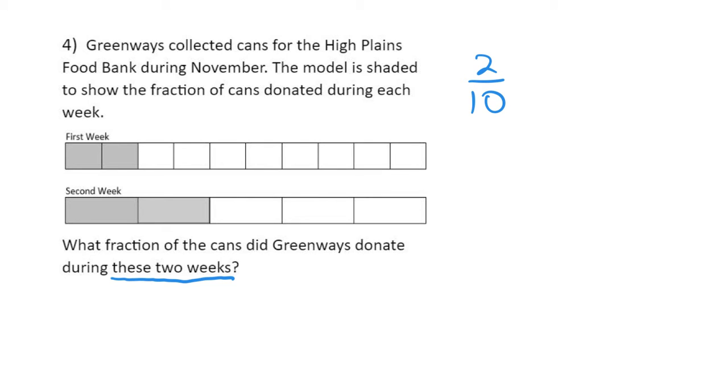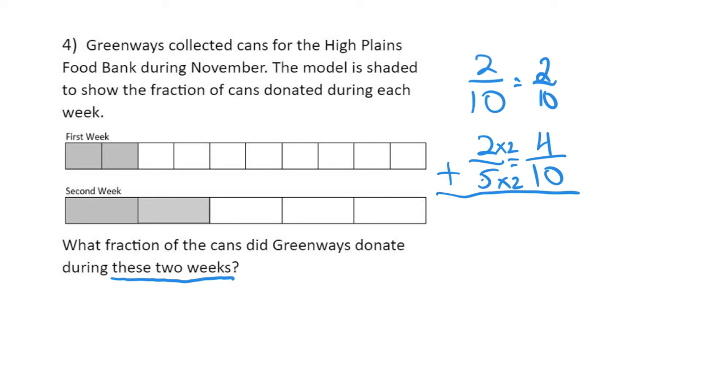And the second week is 2/5. And I'm going to add those together. So first thing, I need a common denominator. Well, a 5 can become a 10 to match the 10 I've already got. So that's easy. Times 2 gets me 4/10. You can go ahead and copy that 2/10 over. 2/10 plus 4/10 is 6/10.